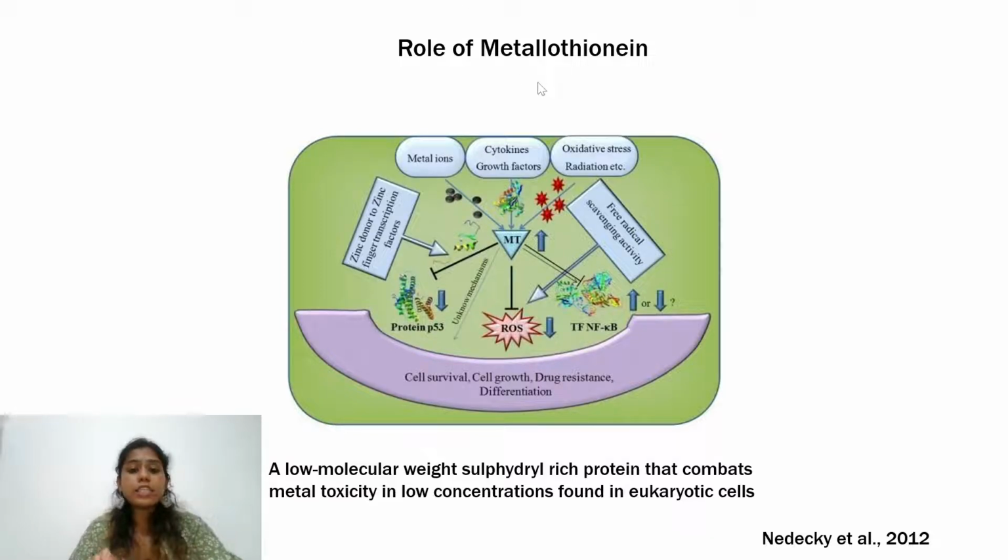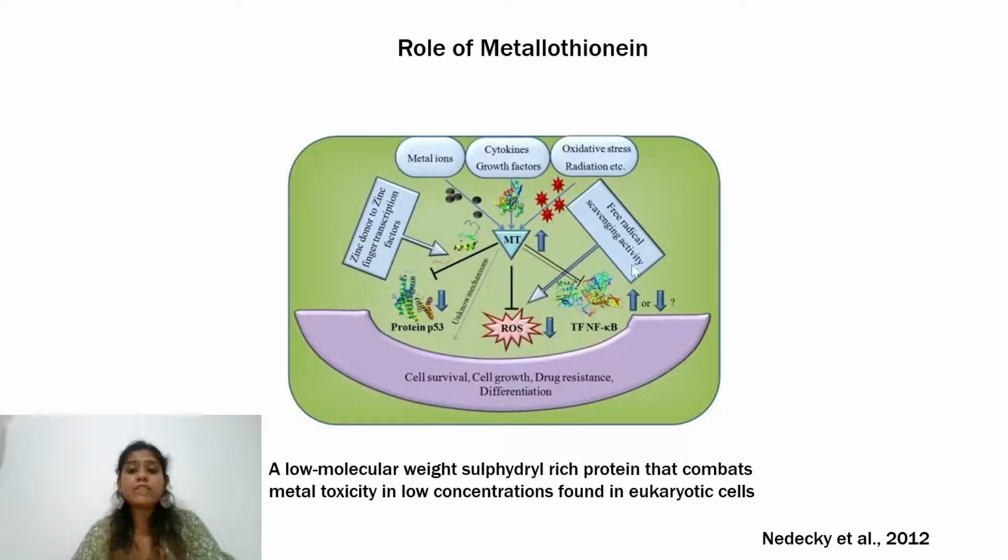Metallothionein is a compound found in microbes that helps in containing metal toxicity at lower concentrations. It is a low molecular weight, sulfhydryl-rich protein. Metallothionein is produced by microbes, and it helps in combating metal toxicity at lower concentrations. It is also found in eukaryotic cells, not just microorganisms. It's found in higher organisms as well.